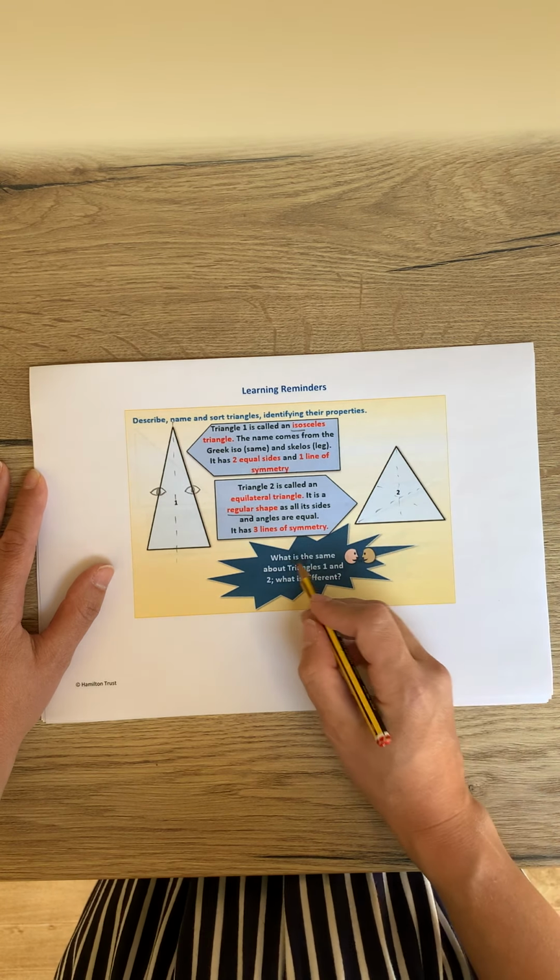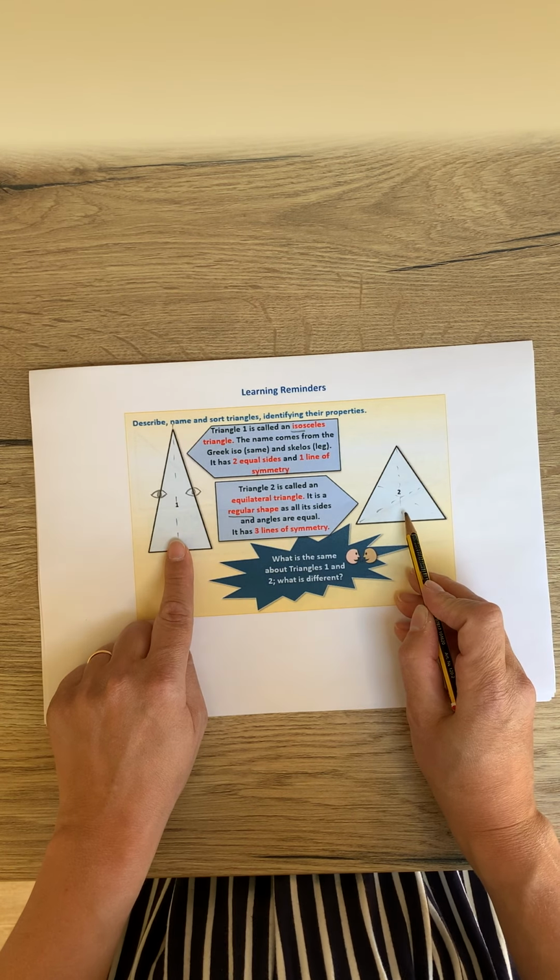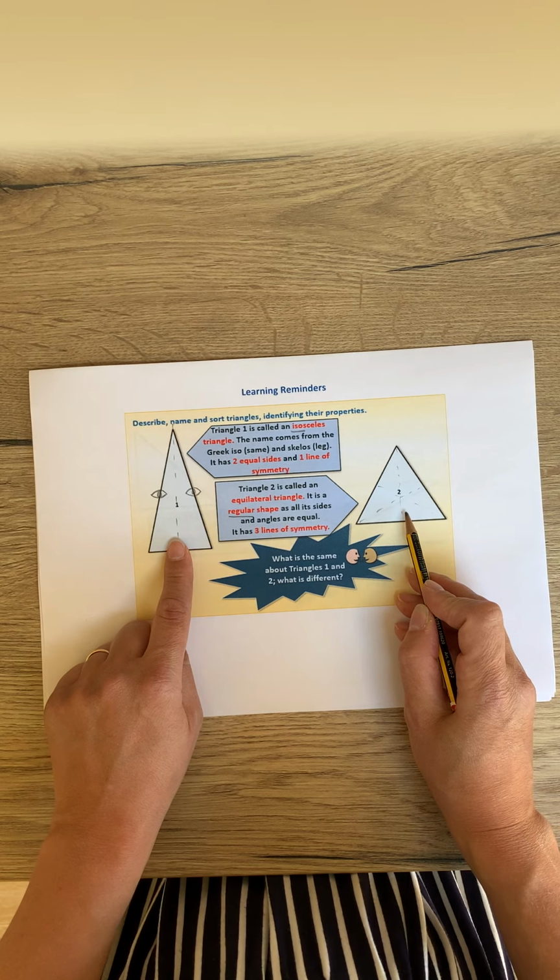Have a think about this question. What is the same about triangles 1 and 2? Can you think of any similarities? Can you think of any differences?